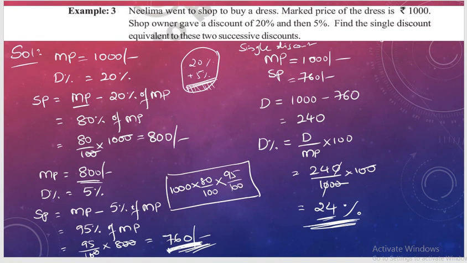When you remove these two zeros and these two zeros, these four zeros will go. What I have got is 95 into 8, that is what I got here, right? So this is nothing but the shortcut. You can use it as a shortcut to find the successive discount amount. Instead of doing these two steps, you can directly use this particular step, right?